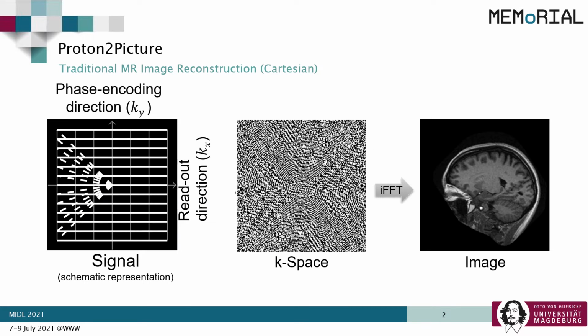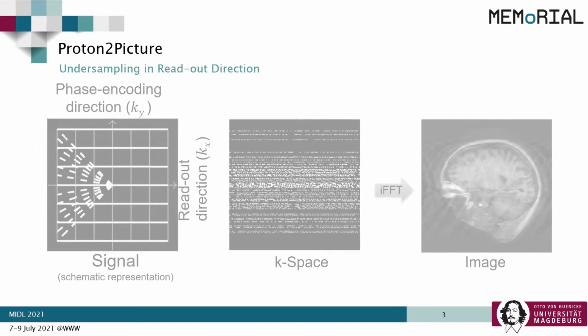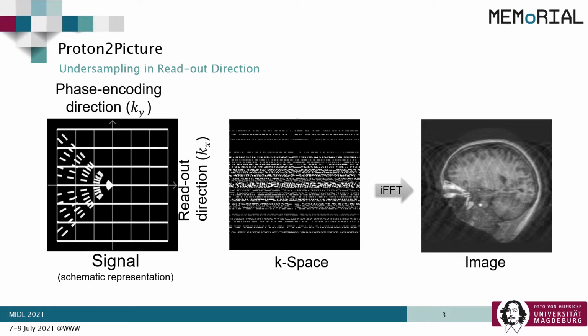MRI is not directly acquired in the image space, but in the frequency space, which is called the K-space. The inverse Fourier transform is applied on the K-space to obtain the final image. By ignoring parts of the data, the scan time can be reduced, but might result in artifacts due to the violation of the Nyquist criterion. This work focuses on improving such images with undersampling artifacts.